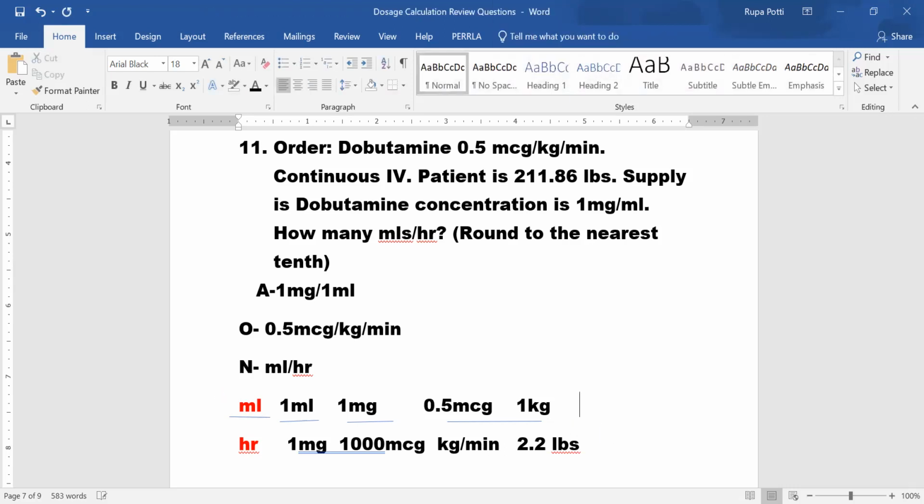Okay, so you have pounds in your denominator. So I'm going to have pounds in my numerator. And now I have 211.86.